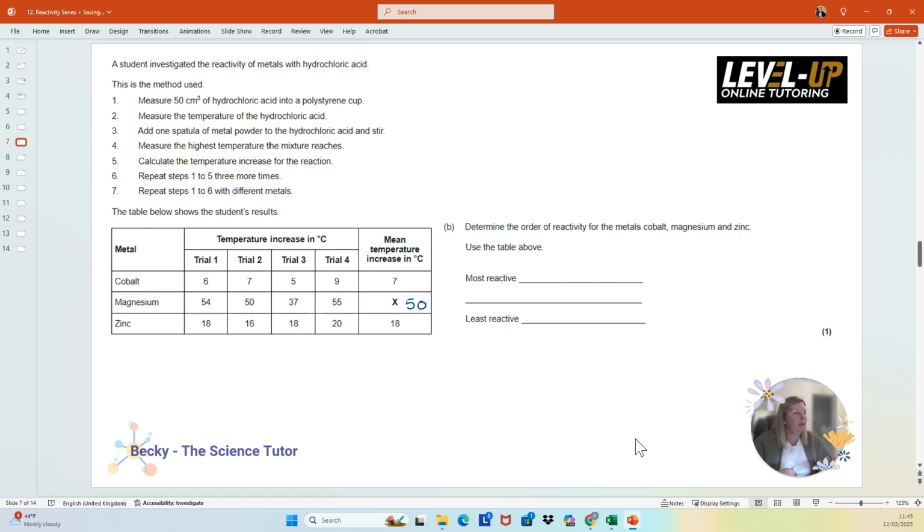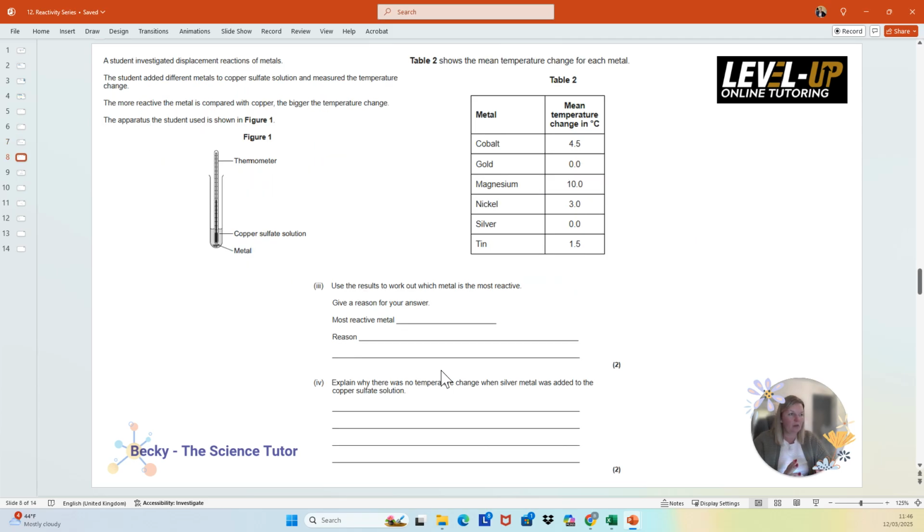So determine the order of reactivity using the table. The one with the highest temperature change is going to be the most reactive. Therefore the most reactive is going to be magnesium. The lowest temperature change was cobalt. And therefore in the middle we're going to have zinc. Okay, so it could be a series of displacement reactions or a series of temperature changes, and you have to deduce their reactivity.